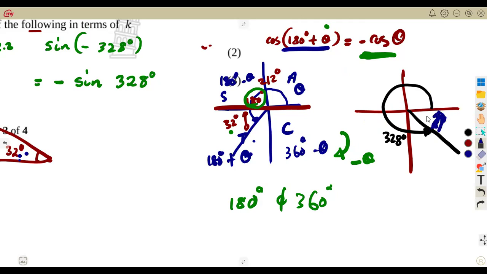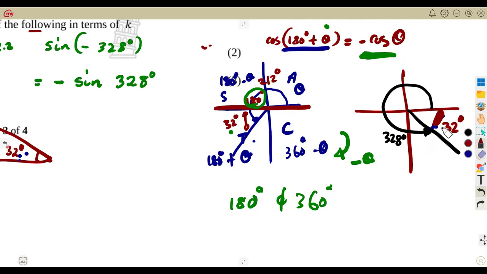How can we find this angle? We know that the whole of this angle, up to here, is 328. What about this one that is remaining? It is simply 360 minus 328, which was going to give us 32. So this is 32 degrees here. If you add these two, 328 plus 32, it was going to give us 360.